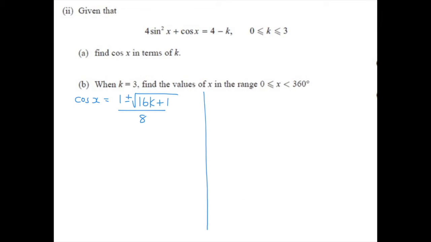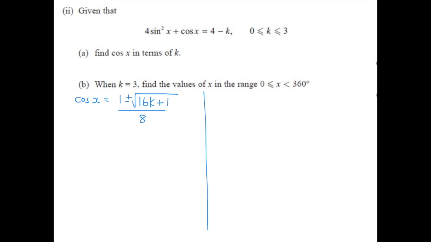Part B follows on quite nicely from Part A. It says when k is 3, find the values for x in the range of 0 to 360. So in the same question earlier, we were working in radians. This time we're going to be working in degrees, so make sure that your calculator is in degrees mode.